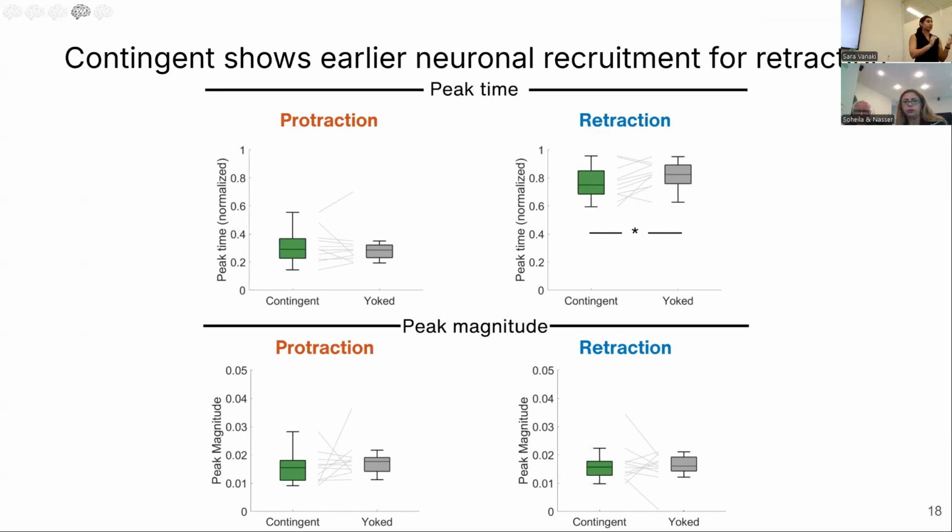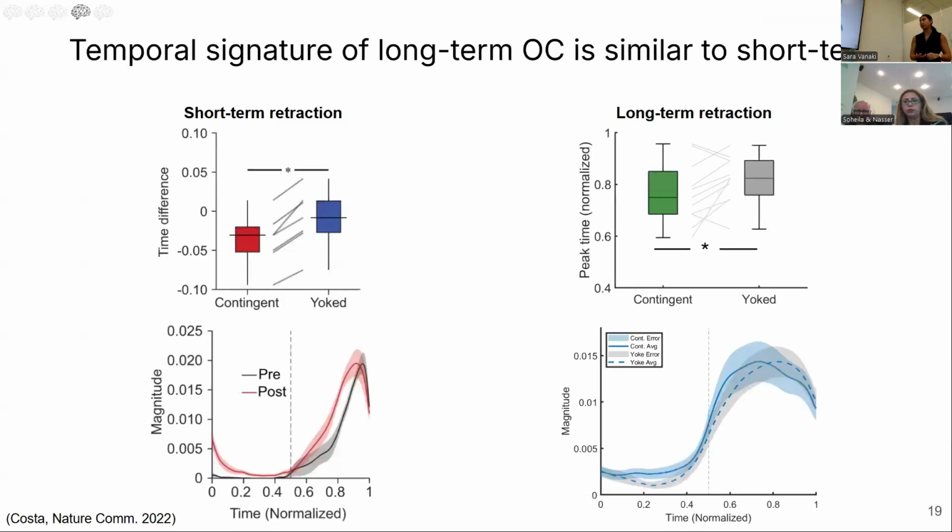And then, this is our long-term operant conditioning result, and now we wanted to compare it with short-term results from a previous study by Renan Costa, a former member of our lab. On the left-hand side, we can see the short-term retraction results. So that same type of contingent-yoke pair, where each of the dashed lines across is a pair. And we can see that he also found that the contingent peak time points were happening earlier in time, and we also have that in ours.